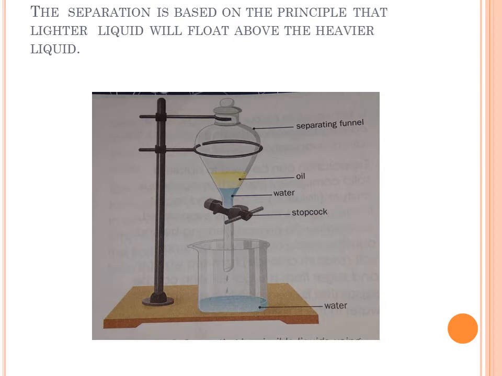Kerosene oil can be separated from water using a separating funnel. The mixture of kerosene oil and water is placed in a separating funnel and allowed to stand for some time. The components form two clear layers. Water being heavier forms the lower layer and kerosene oil being lighter forms the upper layer.